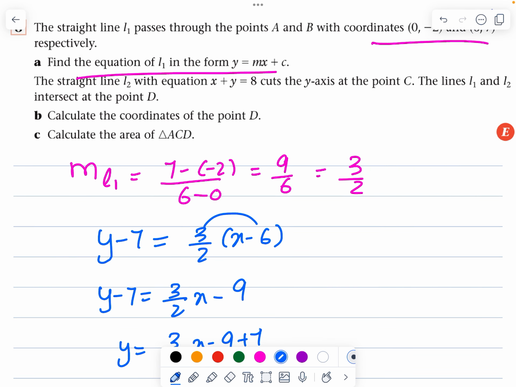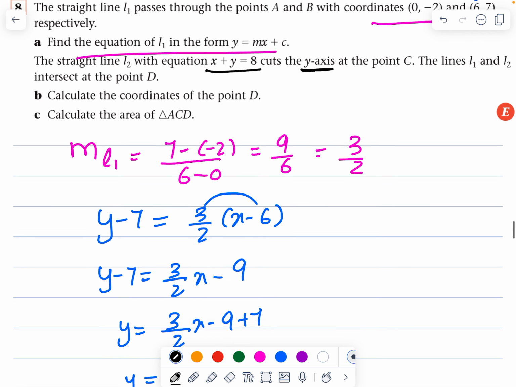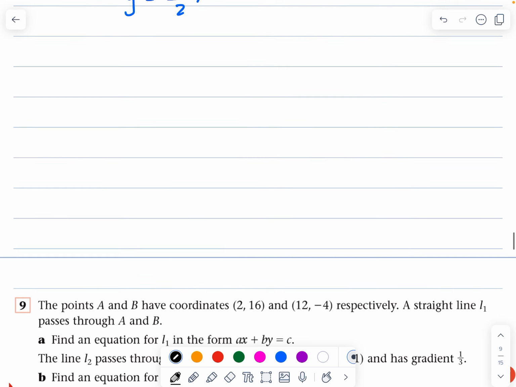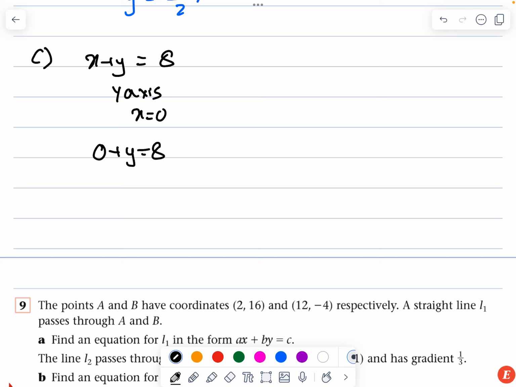The straight line L2 has this equation and meets the y-axis. Y-axis means x equals 0 at C. L1 and L2 intersect at D. Find the coordinates of D and the area of the triangle ACD. So now first of all, part C, x plus y equals 8. It cuts the y-axis. Y-axis means x equals 0. So 0 plus y equals 8. So y equals 8. So what are the coordinates of C? C is 0, 8.